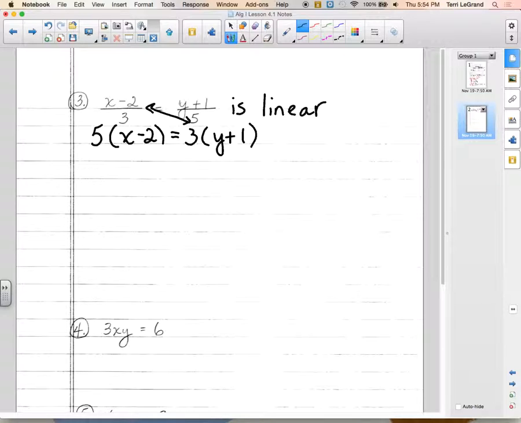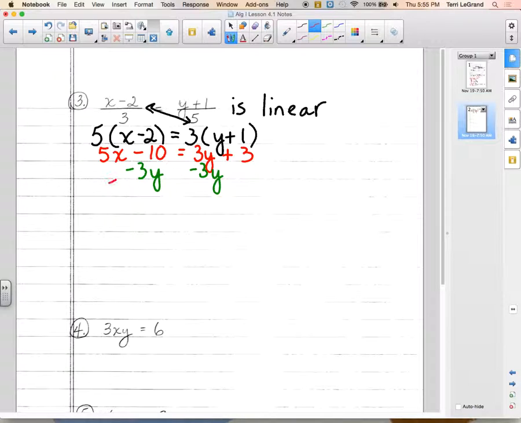Now we'll simplify. We'll do our distributive property. So we have 5x, subtract 5 times 2, 10. Take 3 times y, 3y, plus 3 times 1, 3. Okay, remember standard form. We like A to be a positive whole number, counting number actually. So it's 5 right now, we like that. So we're going to let the 5x stay where it's at. We're going to move the y's over to be with those x's.